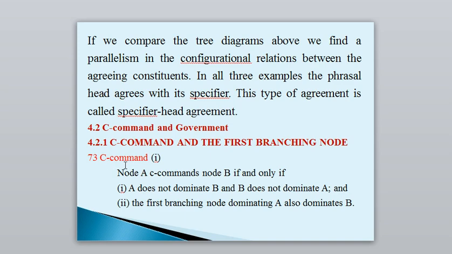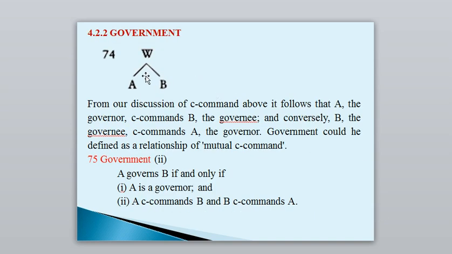This is an important definition, an important term in syntax. So you should know this term, c-command. Node A c-commands node B if and only if A does not dominate B and B does not dominate A, and second, the first branching node dominating A also dominates B. You see the tree diagram here?